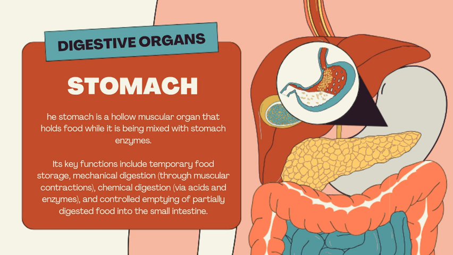So the key functions of the stomach include temporary food storage, mechanical digestion, chemical digestion through enzymes, and the controlling of emptying of partially digested food into the small intestine. And in this stomach, gastric juice is a digestive fluid produced by the stomach lining that contains enzymes and acids to break down food. Pepsin is another enzyme found in gastric juice that breaks down proteins into smaller peptides.